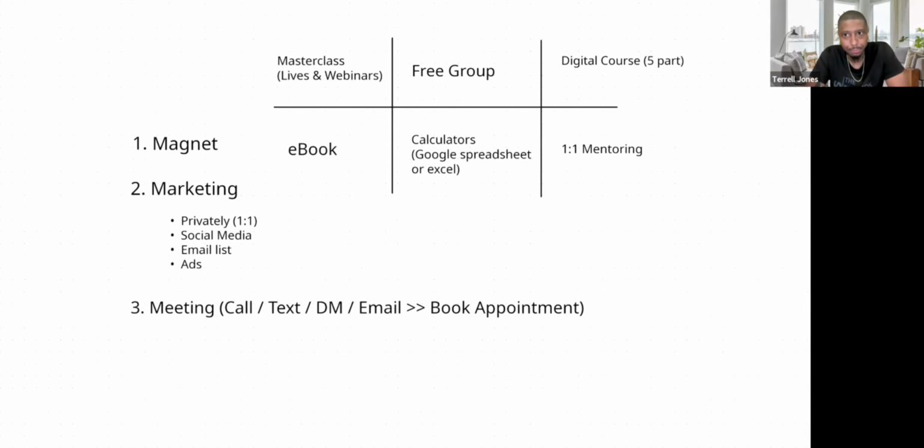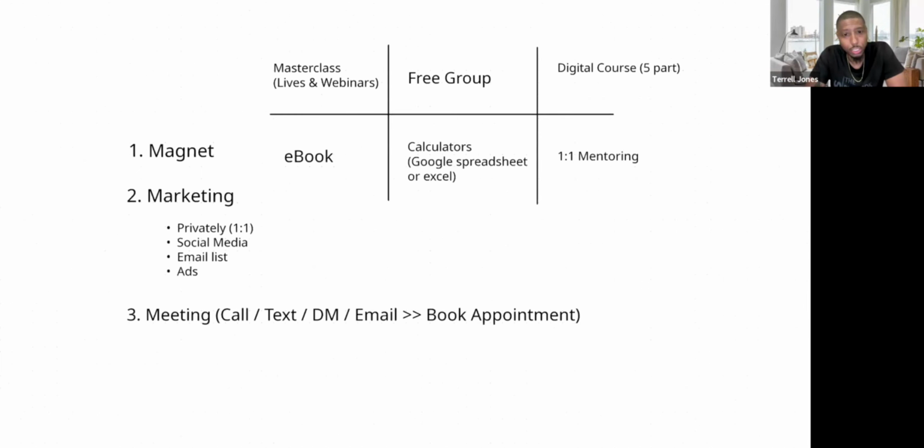Magnet, marketing, and meeting. These are the types of things you can create. This is the marketing that you can do for it. And this is the purpose of it. Our purpose is to book a meeting. So you contact them back one of these ways and you book the appointment. And the appointment is where you make the offer. Bada bing, bada boom.